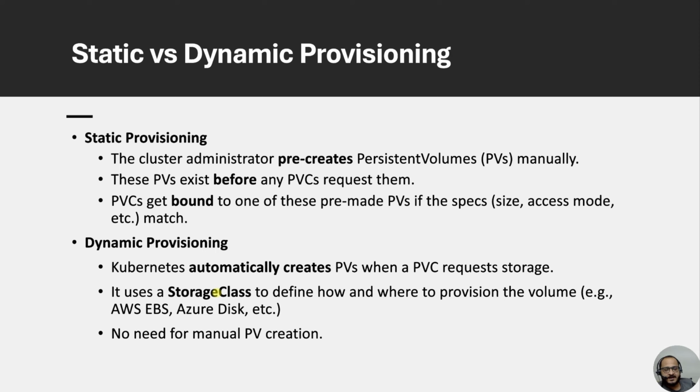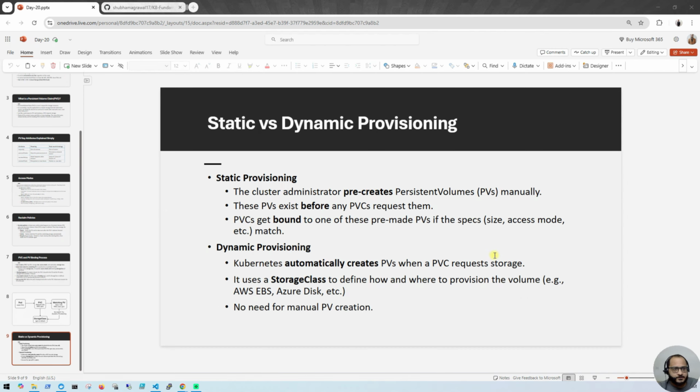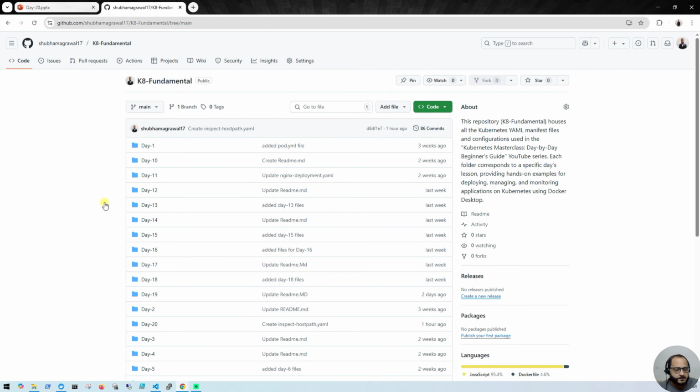That's why we cannot use dynamic provisioning, but we will see in a demonstration how we can use static provisioning, where we will manually create the volume and use that volume for our application pod using the persistent volume claim. So let's move to a demonstration. Okay, so let me go to my GitHub repo. Here I'll go to the day 20 folder.